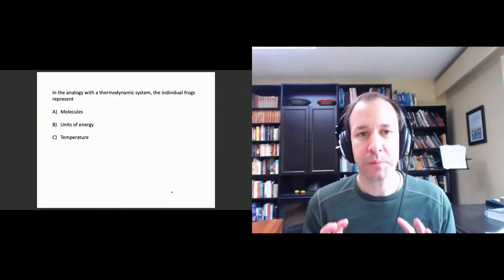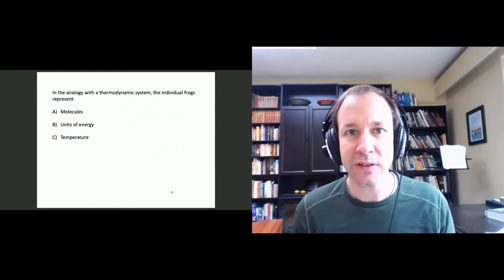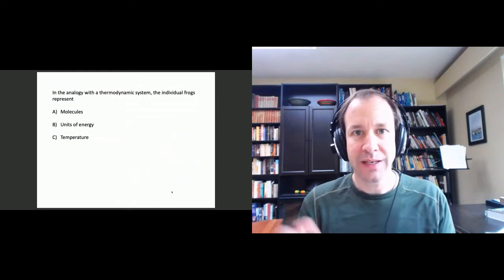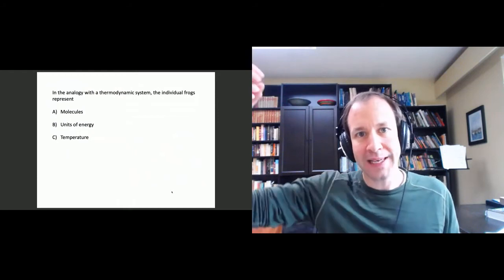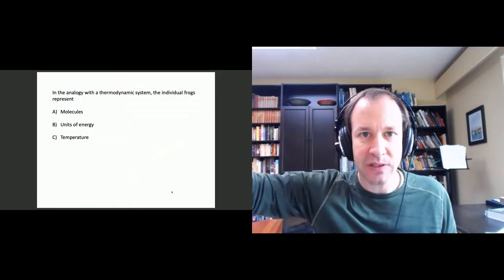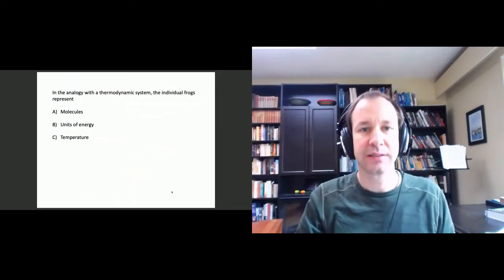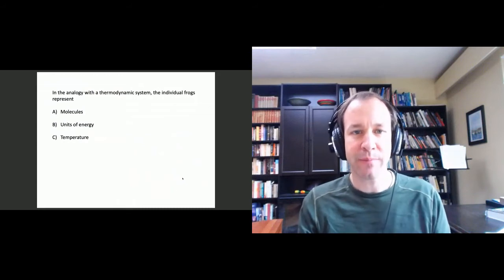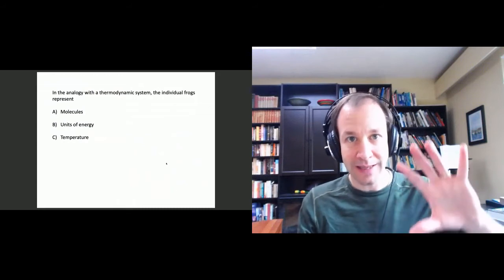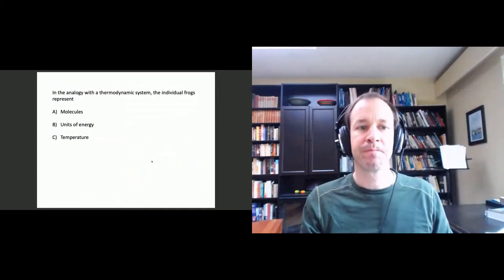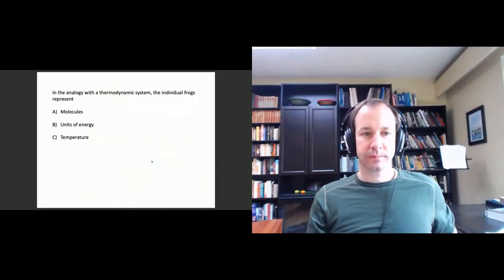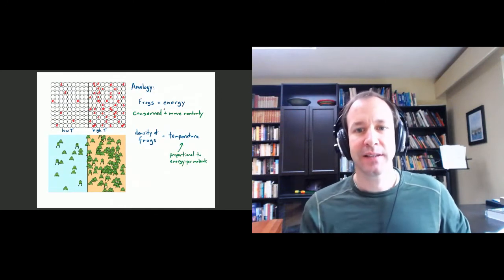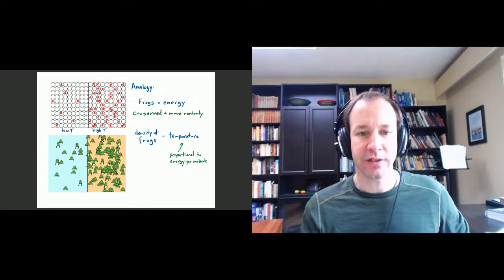So now we want to apply our understanding of the frog situation to the actual physical problem of why heat flows from higher temperature objects to lower temperature objects. So take a moment to think about what these frogs might represent in terms of that thermodynamic situation. So the answer is that the frogs represent energy.